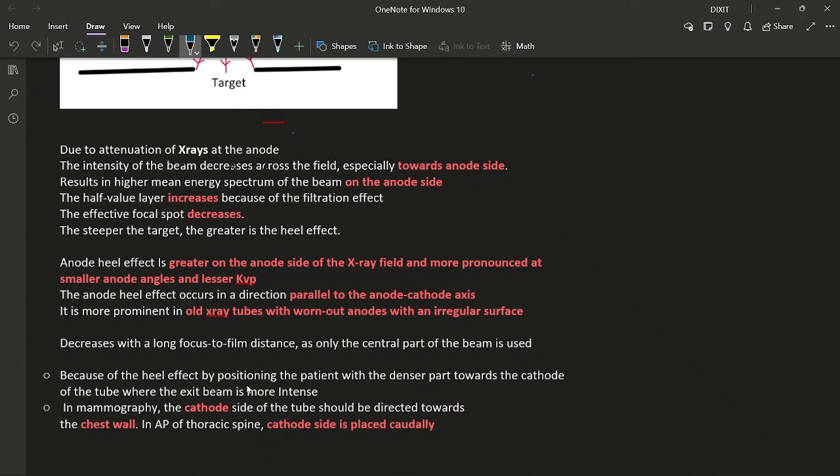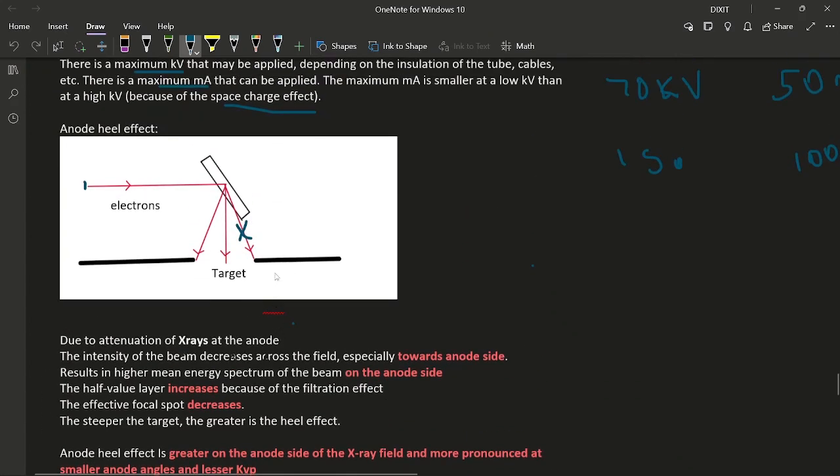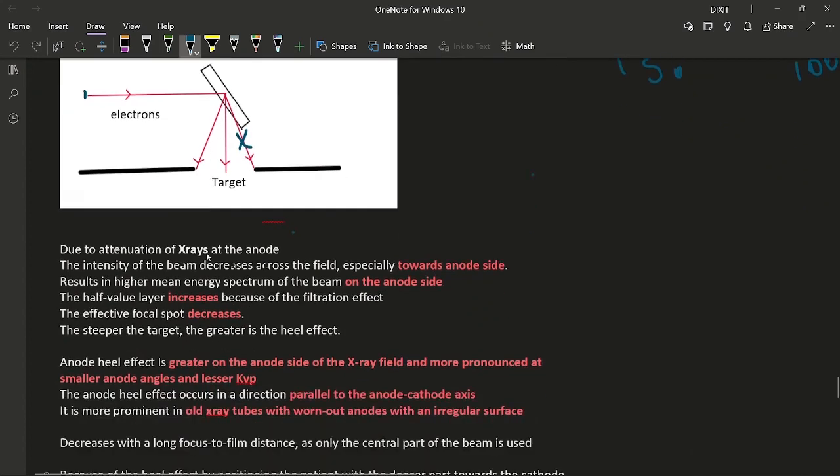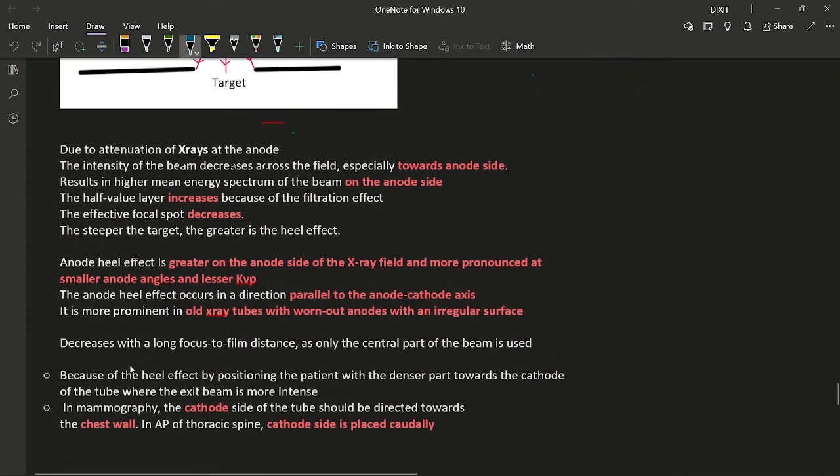Because of the heel effect, we can position a patient with the denser tissues on the cathode side, because on the anode side the X-rays are weaker, and on the cathode side the X-rays are stronger. So how can we use this in mammography? The cathode side of the tube should be placed towards the chest wall. You can remember it like cathode, chest wall. And in an AP view of the thoracic spine, the cathode is placed caudally.